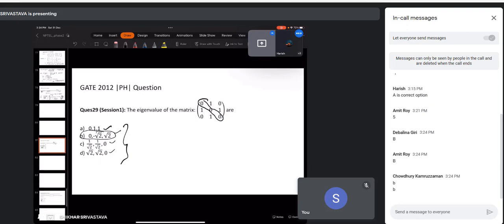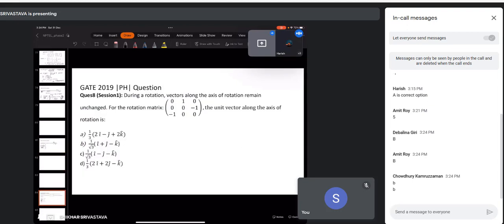Okay, so I won't solve this question. You already answered it. Now, what I will do is that I will solve a couple of questions related to rotation matrices.